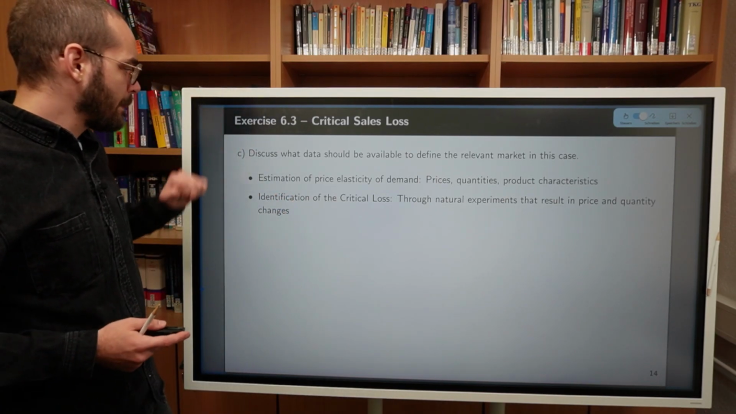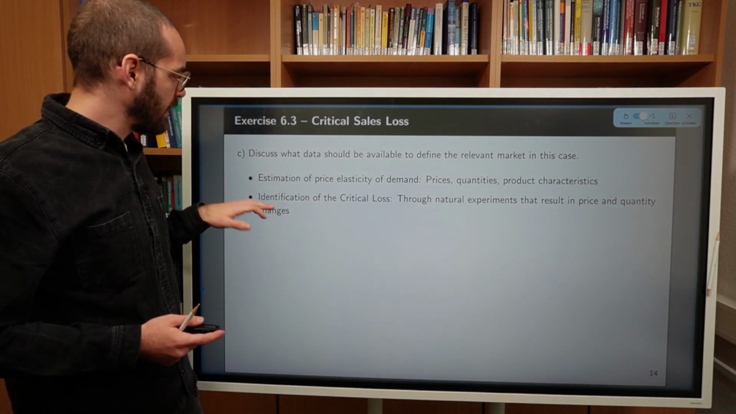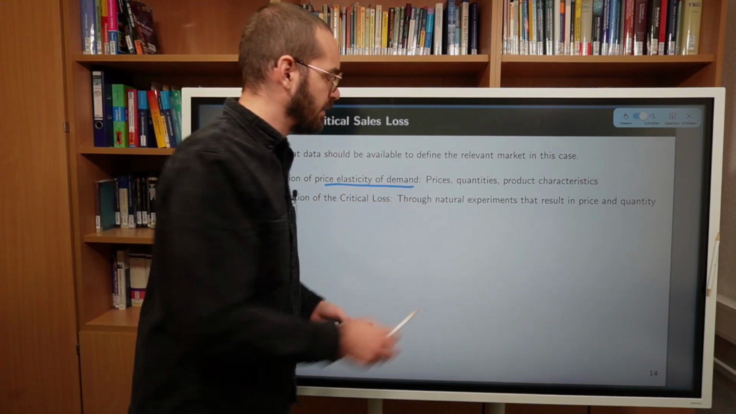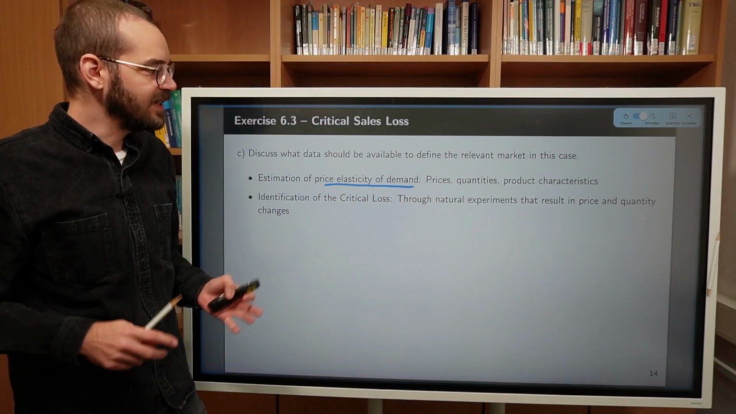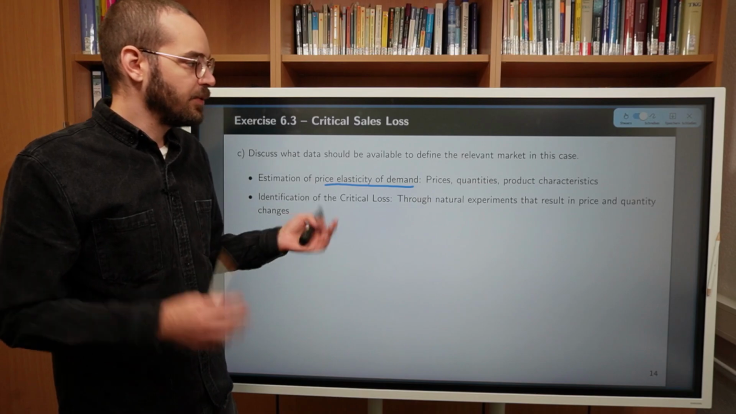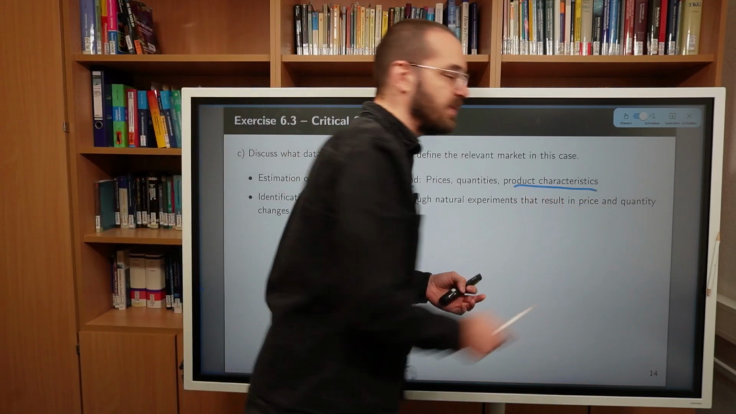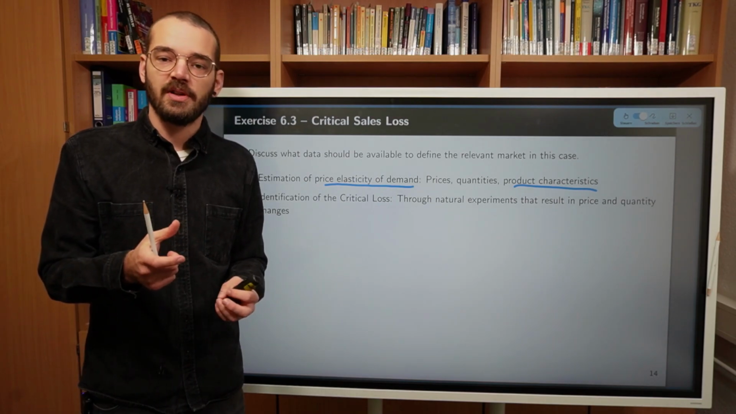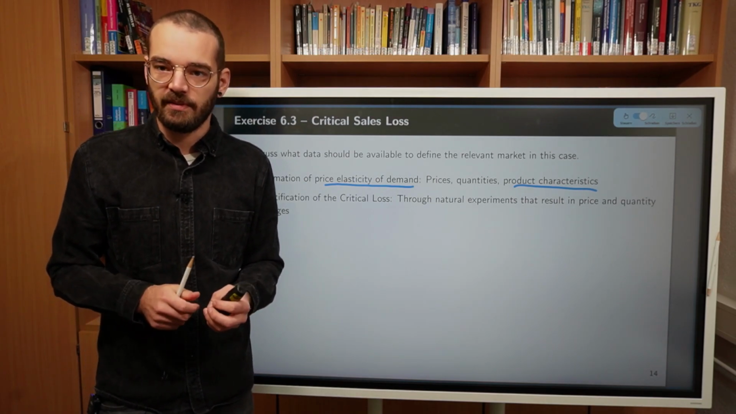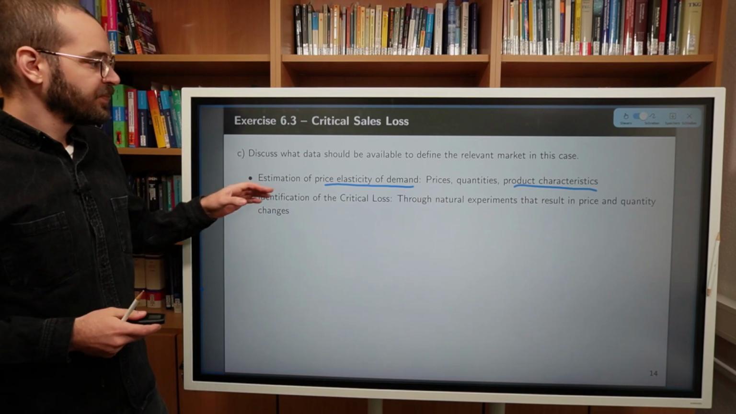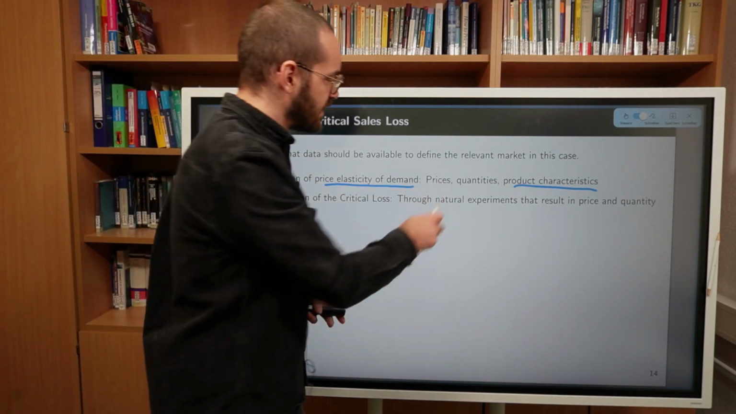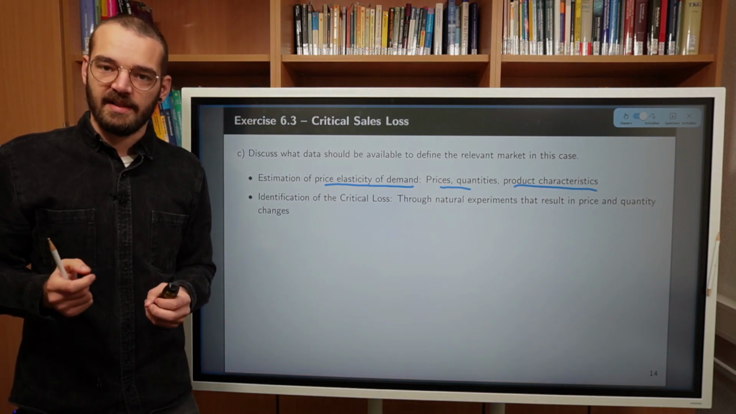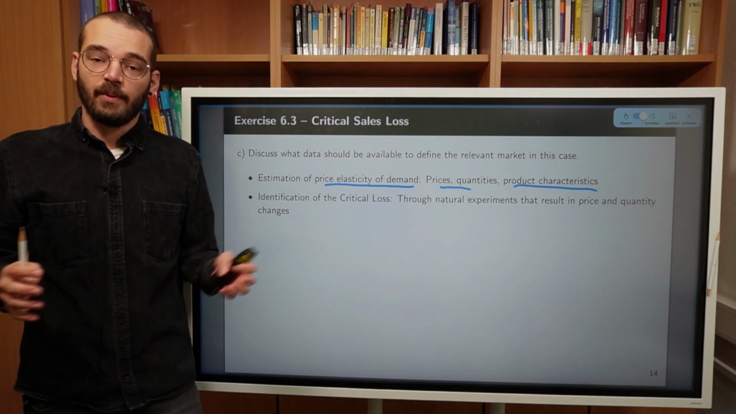All right, so to sum up, in case we want to estimate the price elasticity of the demand, we would need prices and quantities, and furthermore some product characteristics, simply so we can model this substitution between these products. Prices and quantities in this particular case, of course, refers to multiple combinations of prices and quantities. Why is that the case?